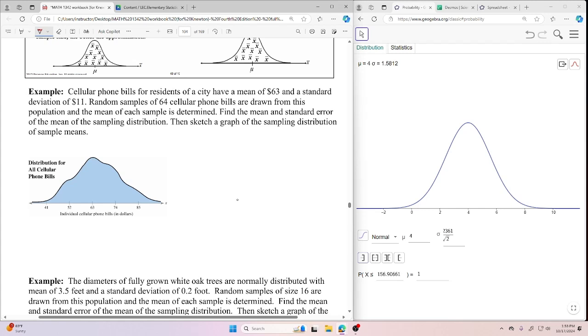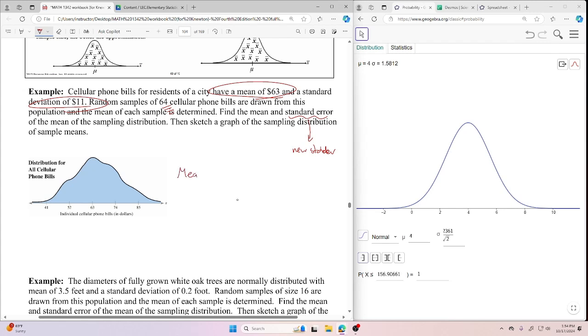Okay, so cell phone bills for residents in a city have a mean of this and a standard deviation of that. There it is, the sample size. Find the mean and standard error. When they say standard error, they mean the new standard deviation, the one that we were going to find.